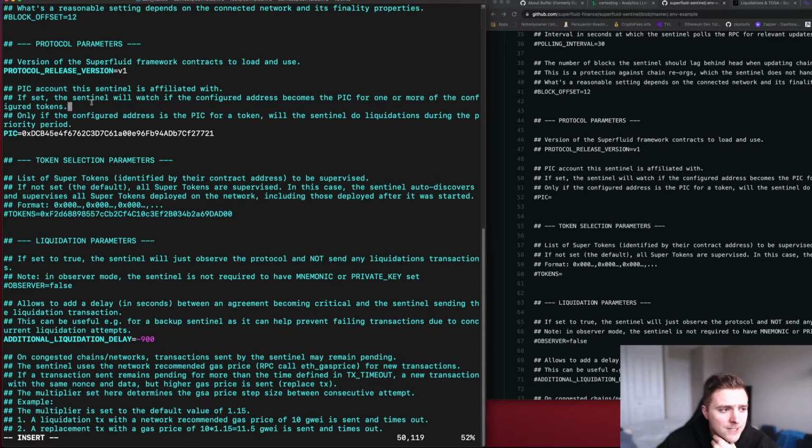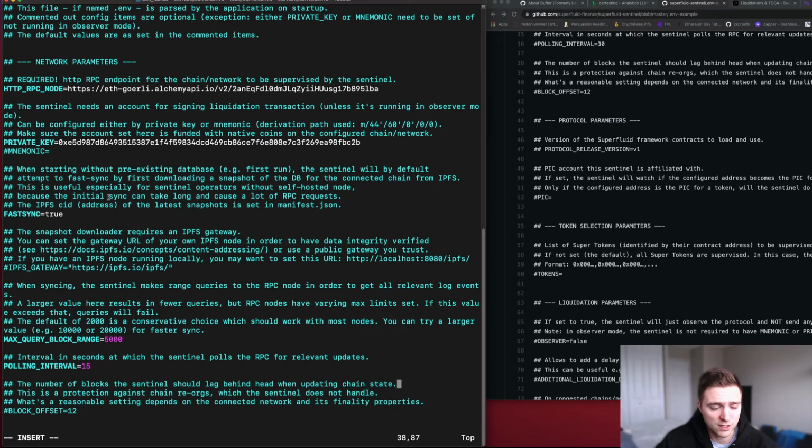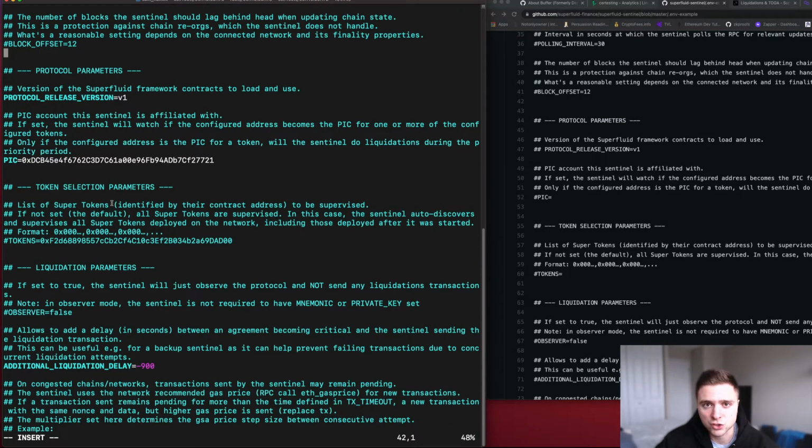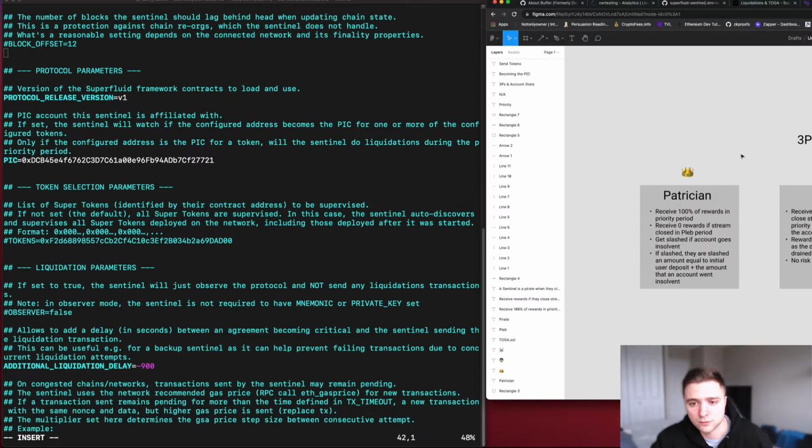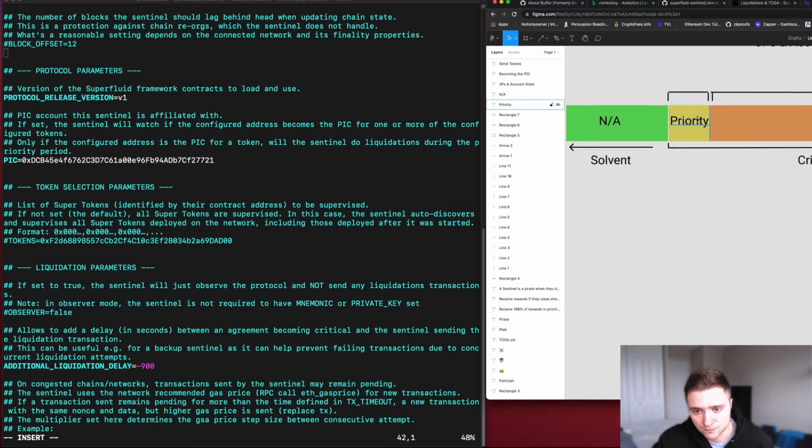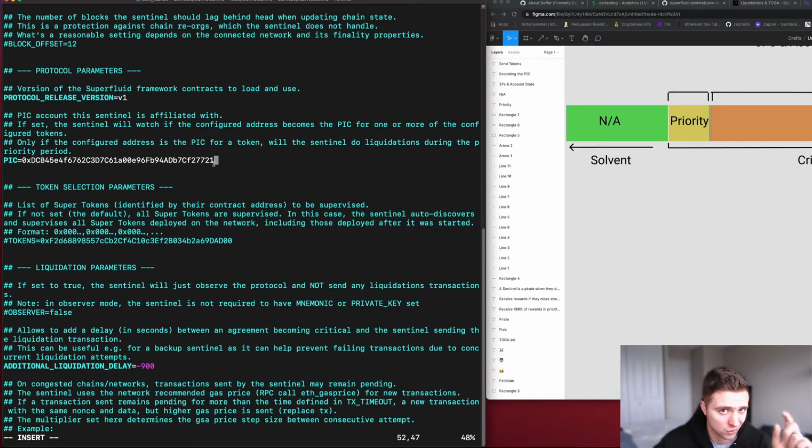If you set this, the Sentinel is going to watch if the configured address becomes the PIC, and if it does, it will make sure that your account, the one associated with the private key here, does liquidations during that priority period, right? So during this period, if we scroll up here, right? If you are the PIC or you want to be the PIC, you need to put the address of the PIC here so that the Sentinel knows to liquidate positions early on in that critical period so that you can actually get the rewards as the PIC.